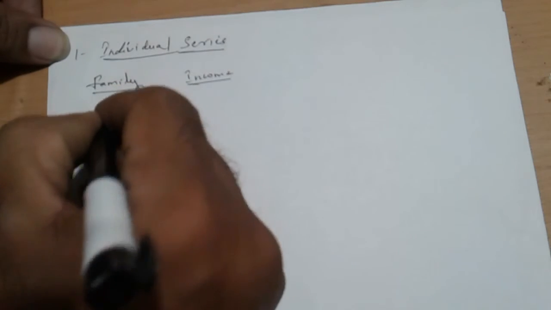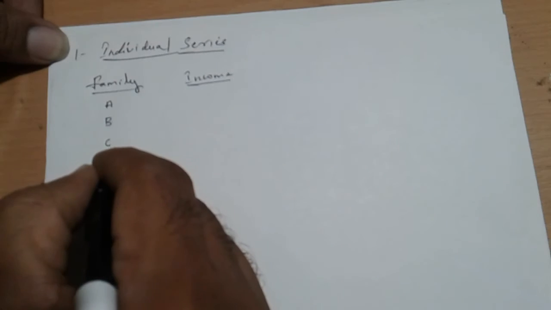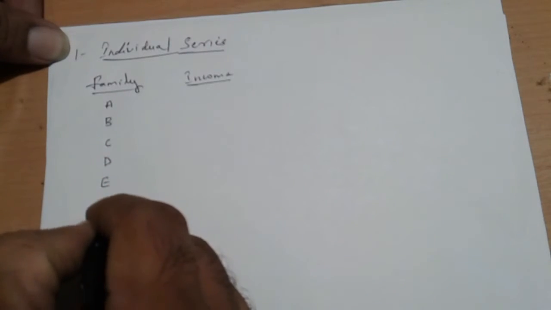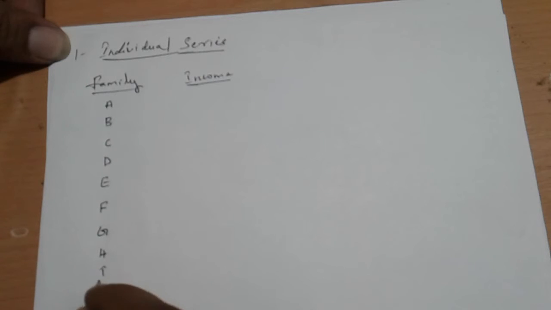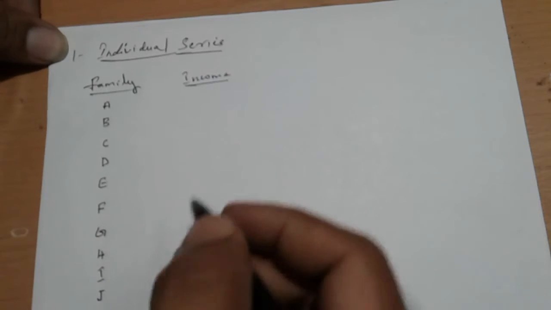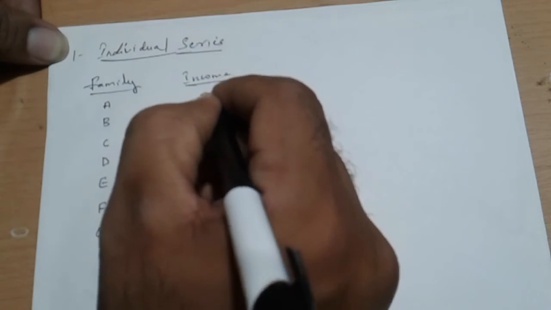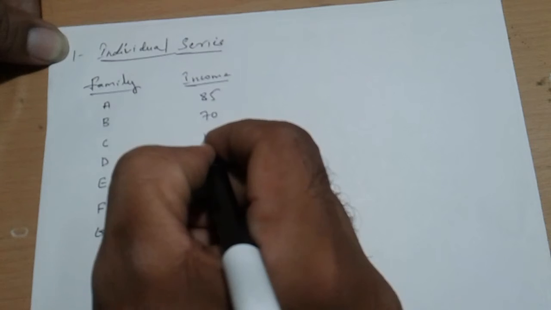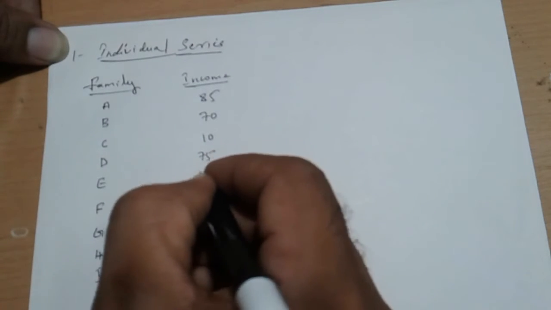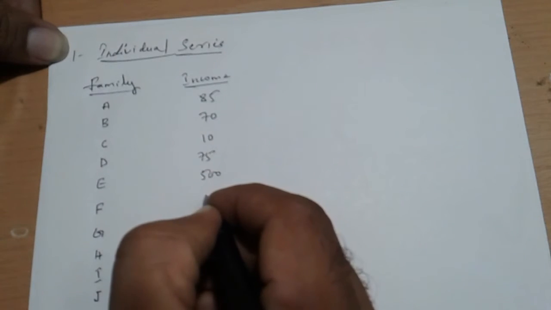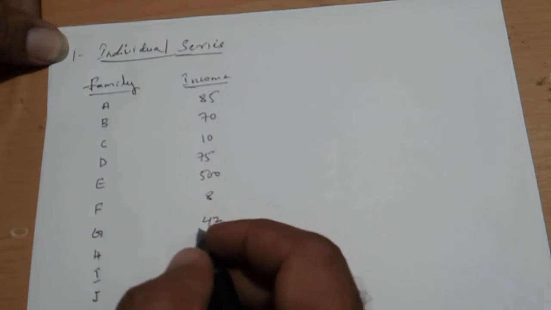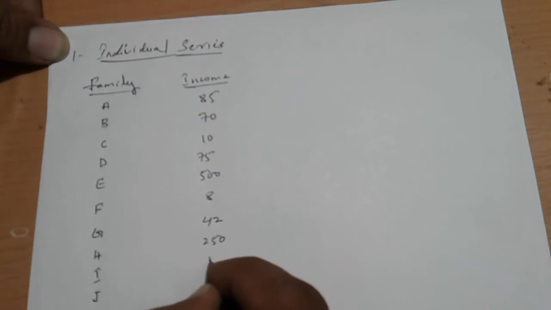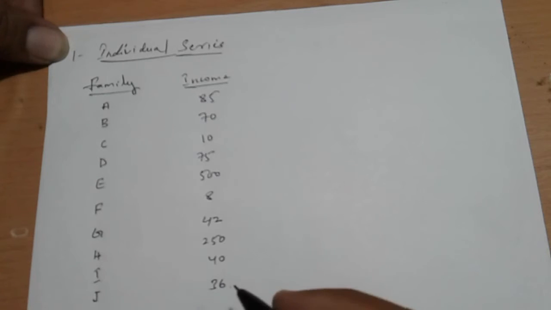Families A, B, C, D, E, F, G, H, I, J, and the incomes given are 85, 70, 10, 75, 500, 8, 42, 250, 40 and 36.